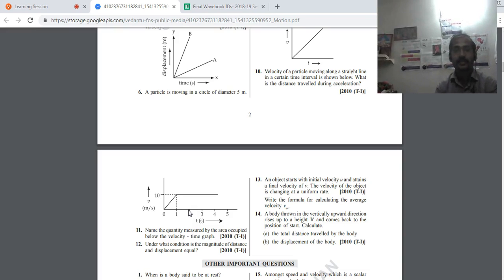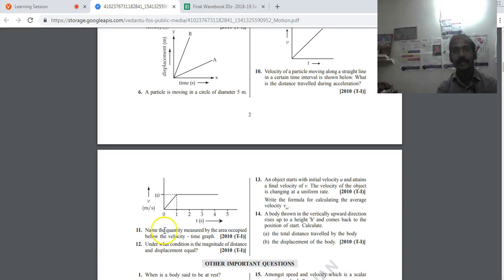CBSE questions, we need to identify clearly. Answer is very simple. That is also the answer, but the final answer may be correct, you may carry 1 mark. But learn the concept.